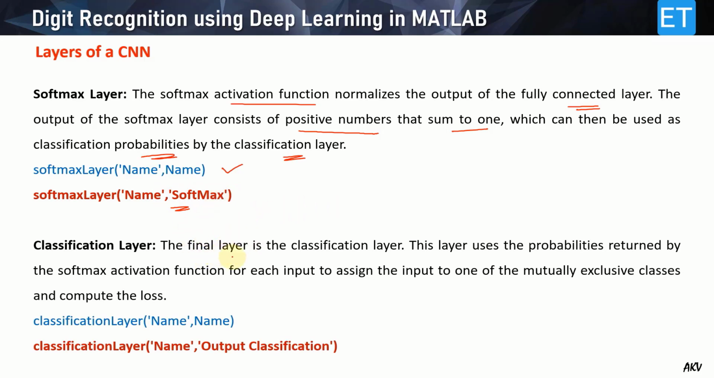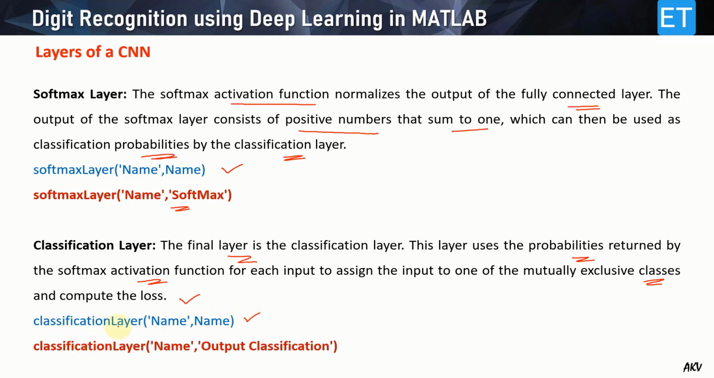And the last layer is the classification layer. That's the final layer. This layer uses the probabilities returned by the softmax activation function for each input to assign the input to one of the mutually exclusive classes and compute the loss. So that's the final output. Each category gets some number as the output, which are known as the classification probabilities.